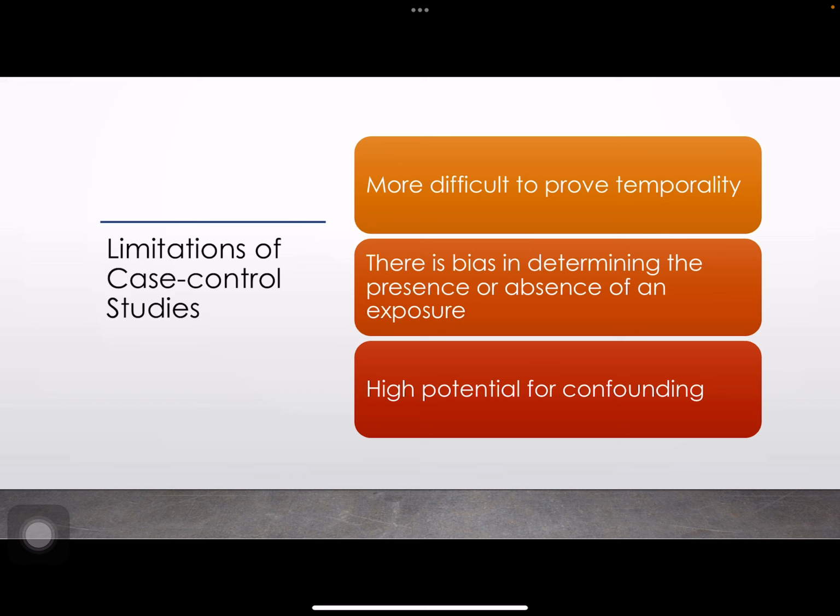Some limitations of case control studies are that it's more difficult to prove temporality, or that cause and effect relationship we talked about. There's also bias involved in determining the presence or absence of an exposure. Consider that the only way we can evaluate for an exposure after the outcome has occurred is by surveying the participants for past exposures. They may have trouble remembering these events accurately. There's also a high potential for confounding since multiple exposures are being evaluated.